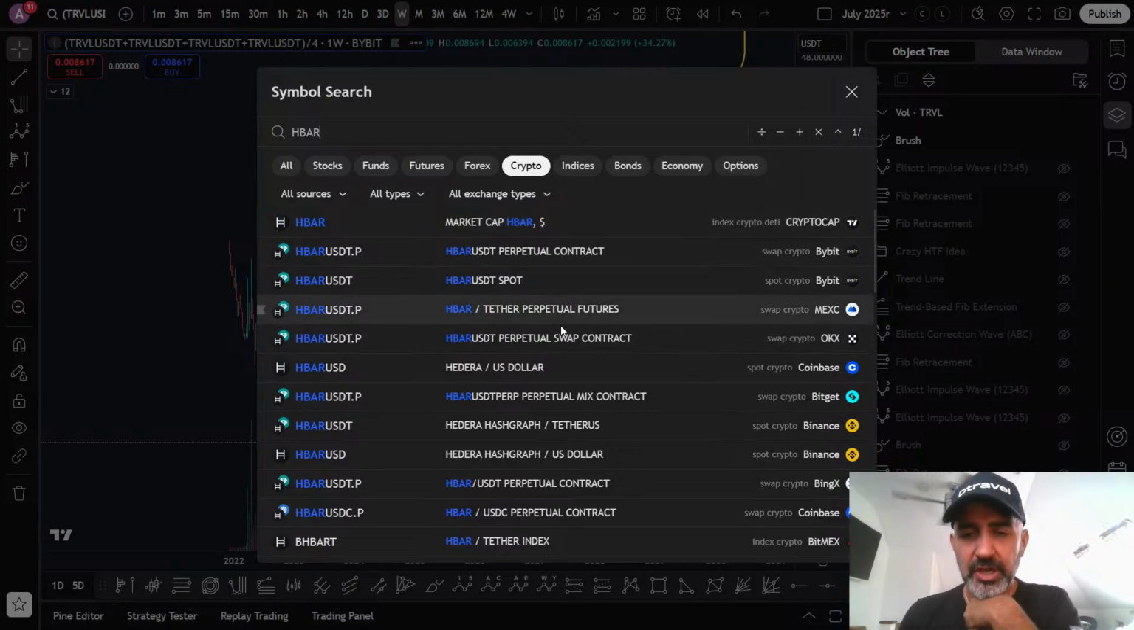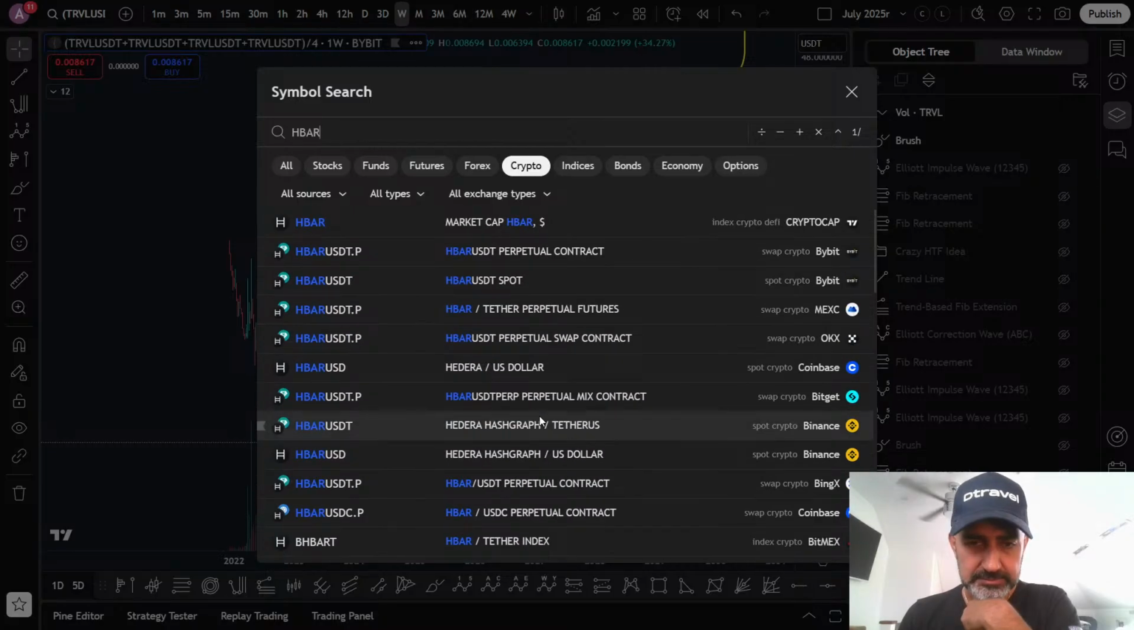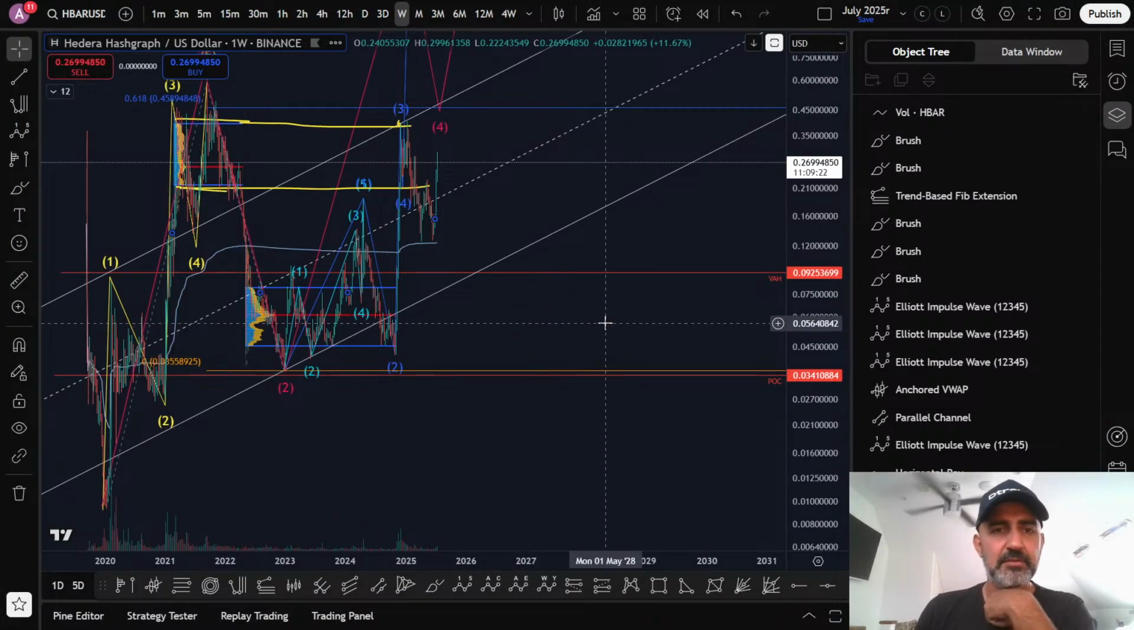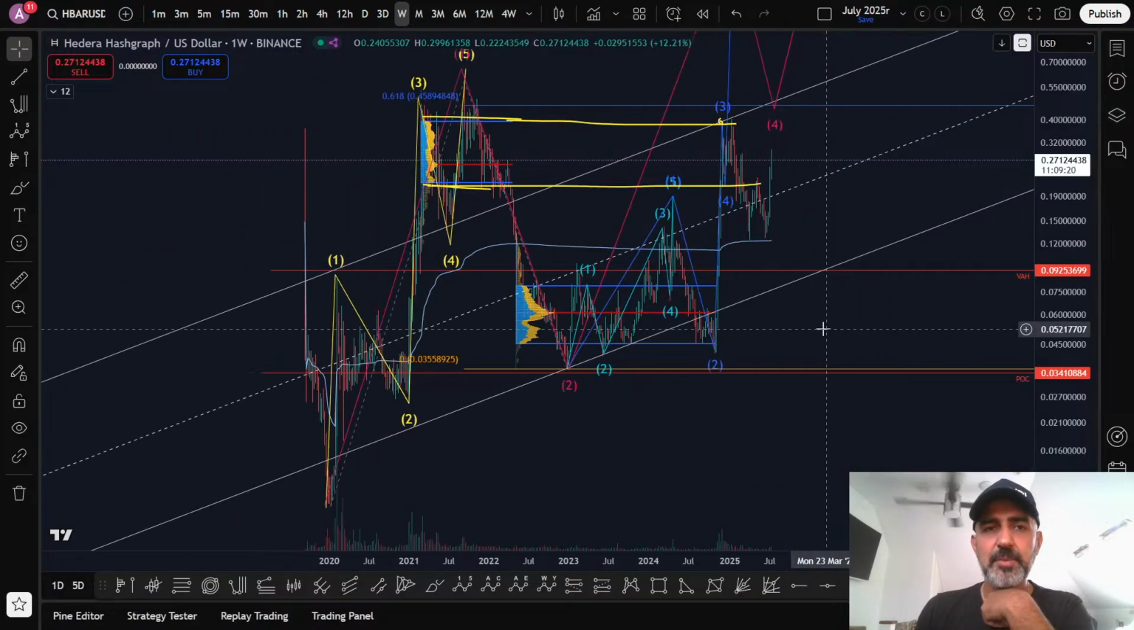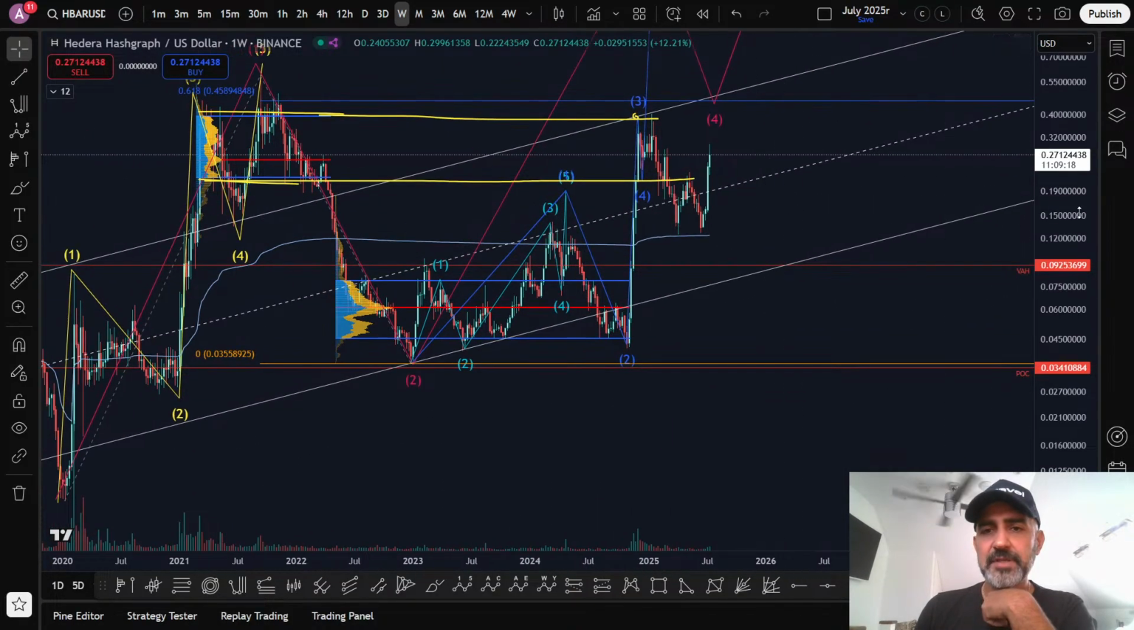I don't really know what chart to use. I've probably looked at HBAR in the past, probably Binance. Let's have a look at the US dollar. Yeah, look at that. So I've had a look at it in the past. Let's see what I've done.